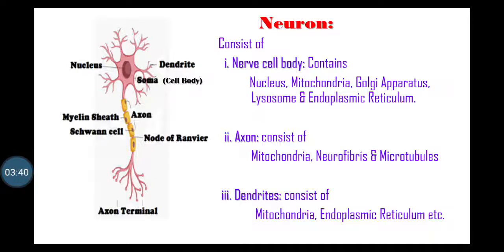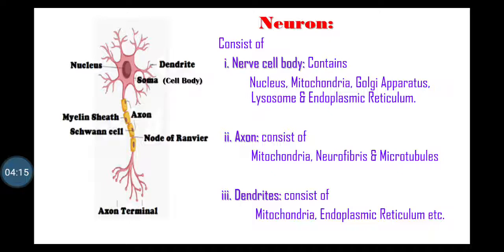Neurons pass the electric impulse from one to another by a specific type of ion exchange. Neurons consist of three parts: nerve cell body, axon and dendrites. First, nerve cell body. Nerve cells contain a nucleus at the center surrounded by organelles like mitochondria, Golgi apparatus, lysosome and endoplasmic reticulum. Nerve cells are seen by naked eyes, though they are very small in size.